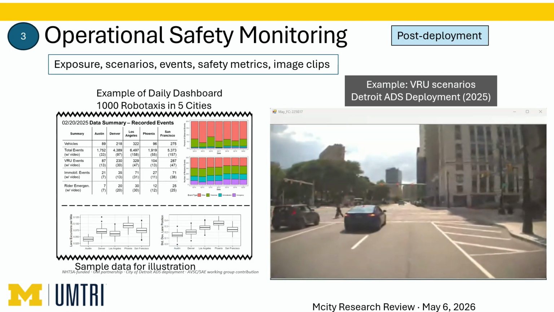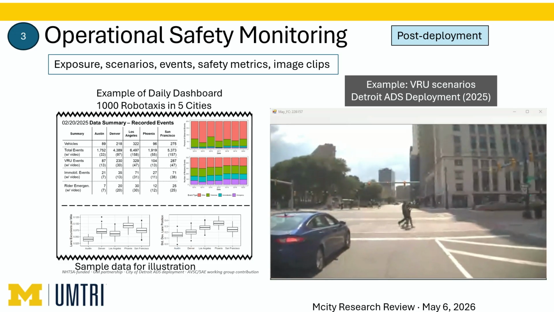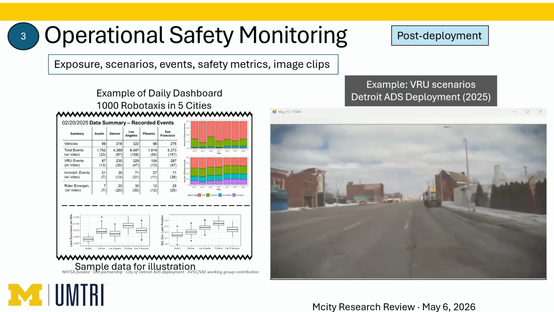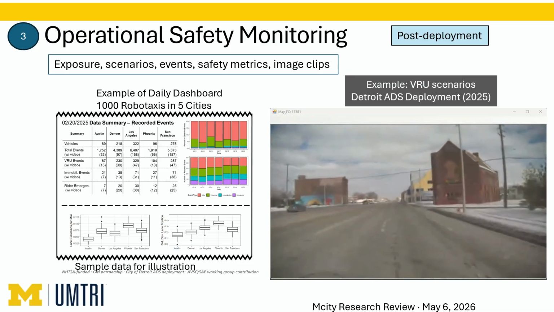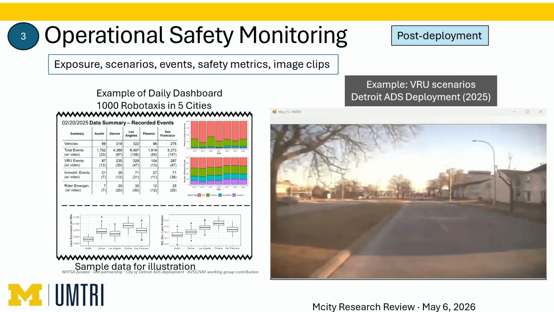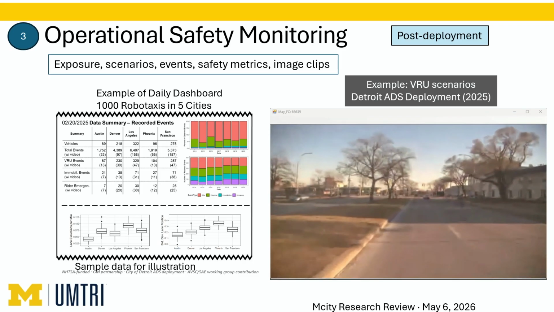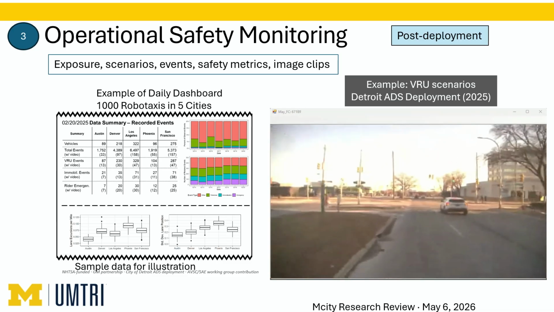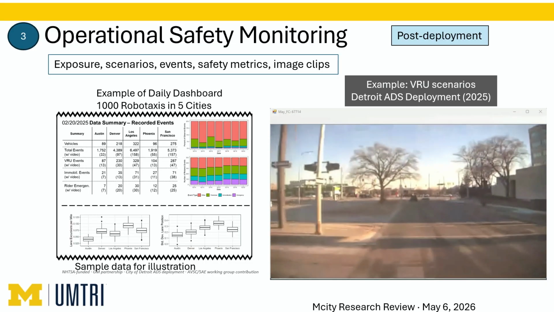Finally, I'm going to be talking about the operational safety monitoring of a deployment we had in the city of Detroit. As you can see on the video on the right, there are a few examples of VRU scenarios where, in regular naturalistic driving conditions, the perception stack perceives some VRUs. Even though these were not dangerous scenarios, we need to be able to identify and analyze these kinds of scenarios. And on the left, sorry, you will see an example of a daily dashboard for 100 robotaxis.